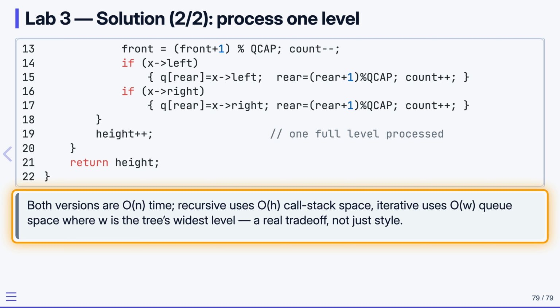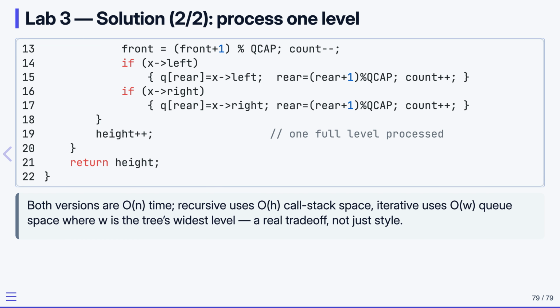Both versions are big O of n in time. The recursive one uses big O of h space on the call stack. The iterative one uses big O of w space in the queue, where w is the widest level. That is a real trade-off, not just a matter of style. On a chain, the recursion is the expensive one, and on a wide, bushy tree, the queue is.